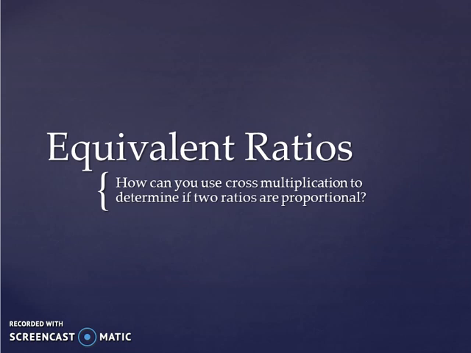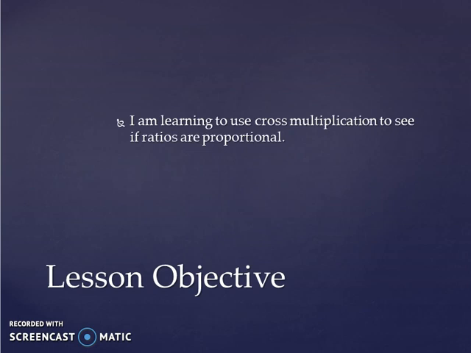Proportional means that if we have two equal amounts, then it's going to show that they're proportional. So we're looking to see if two ratios are proportional, which means that if they are equivalent, then they're going to be proportional. As always, I want to start out with our learning objective. I am learning to use cross multiplication to see if ratios are proportional.